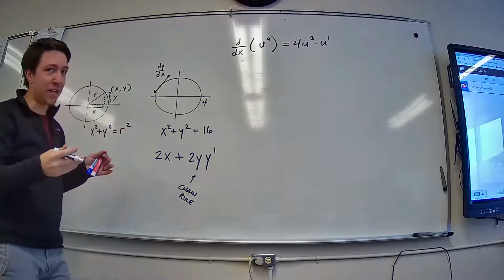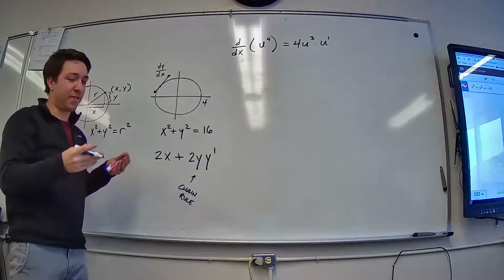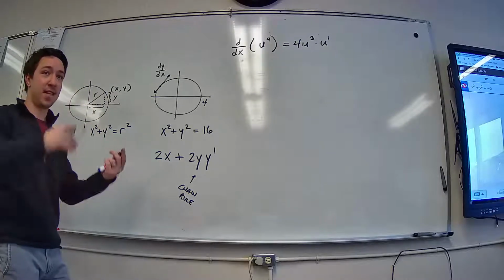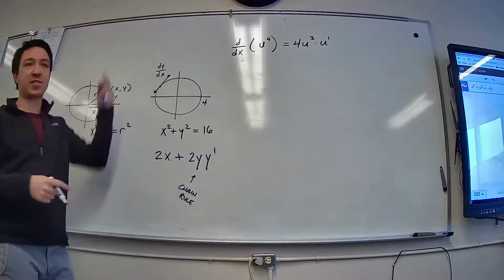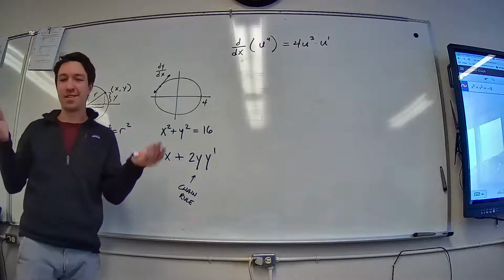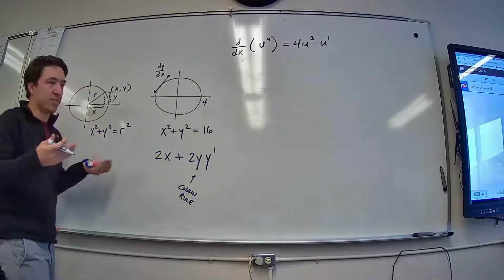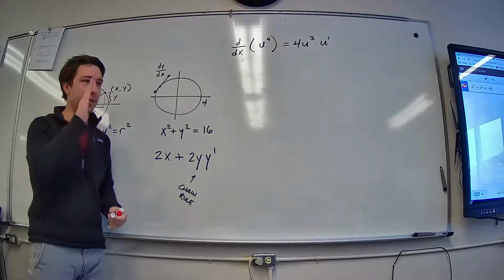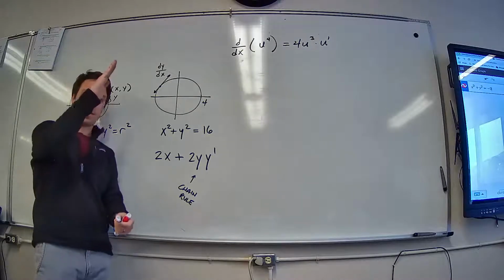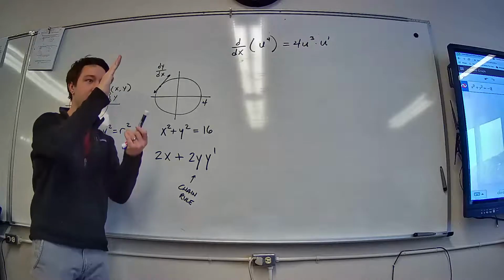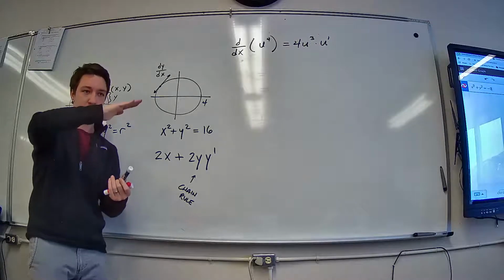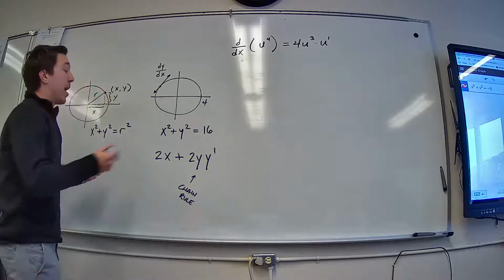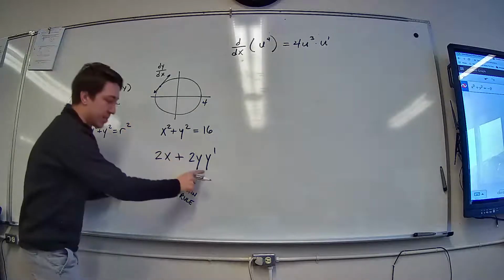Now, if we lived in a different culture that for some reason wanted to talk about run over rise, then this would all be upside down. We'd be talking about dx over dy. Does that make sense? Yes. The reason, I think, is because the bigger the slope, the steeper it is, right? A slope of 6 is steeper than a slope of 1/2.